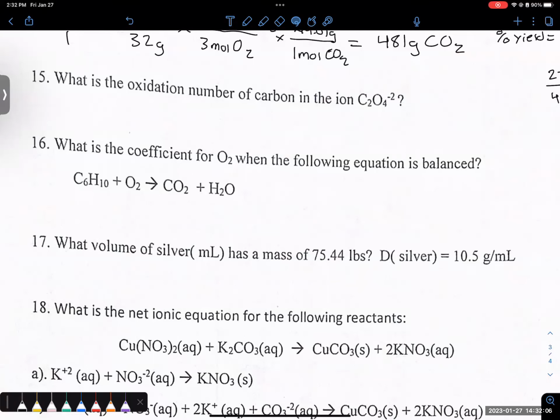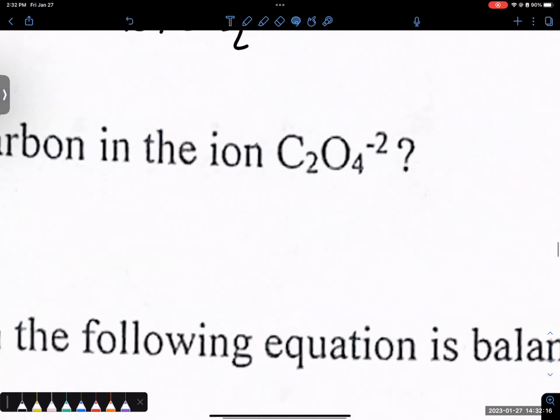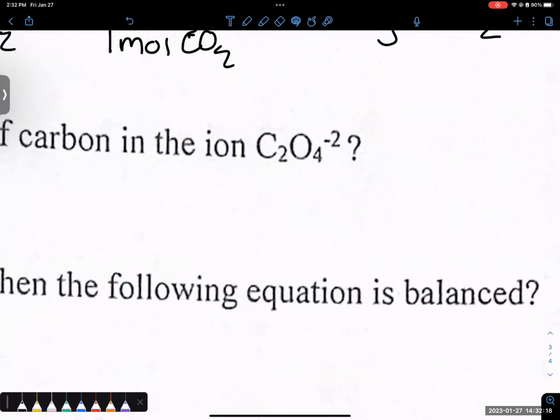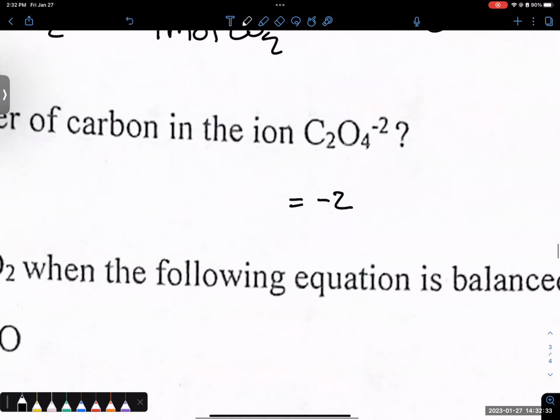We know that the oxidation numbers of every atom in the ion need to add up to the total charge of the ion. So can someone tell me the overall charge of this? -2. Do we all agree on that? Do we all see that? It's up here in the upper right, it's -2. So all the oxidation numbers of all the atoms in this ion must add up to -2, okay?